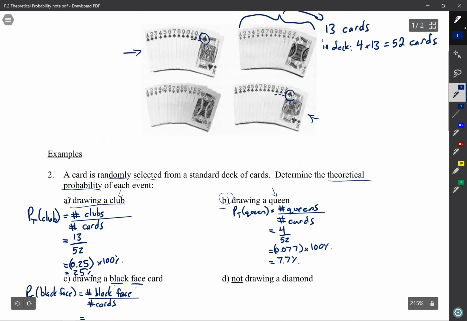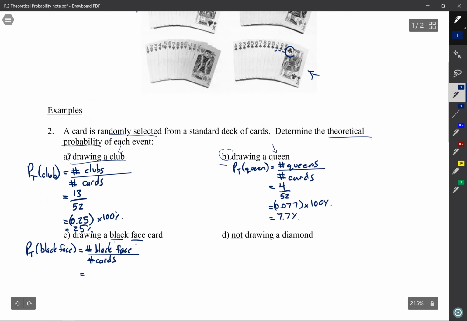Well, like I just said, there are 6 black faces. As before, there are 52 cards. If I put that into my calculator, I get 0.12, which I can multiply by 100% to be 12%. And finally, we're looking at not drawing a diamond.